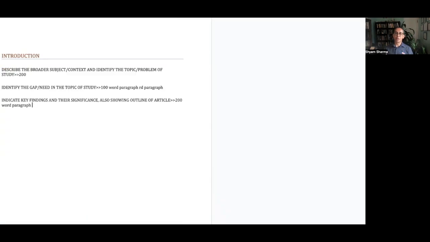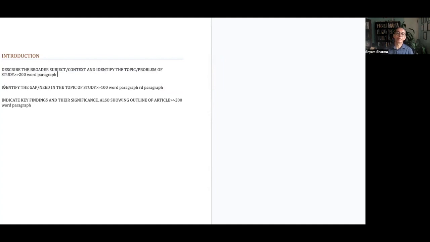When I am sitting down to write the initial outline of my article, let us say I'm trying to outline my introduction. What I do is to use all caps and say, okay, first paragraph, describe the broader subject and context and identify the topic or problem of my study, and write a 200-word paragraph.